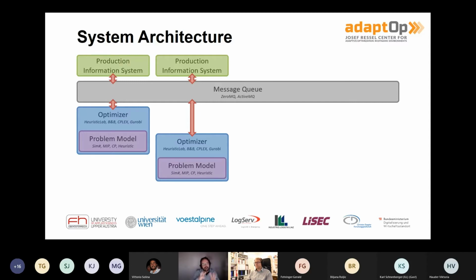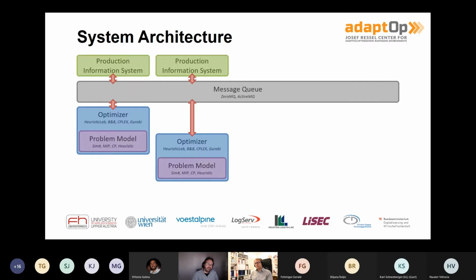And then you see that we have optimizers. It might be several optimizers. There's not a single optimizer, but different optimizers, because they, for example, can also explore different scenarios. So one optimizer computes a solution for a specific scenario, and another optimizer computes another scenario if some changes might occur in the future, for example. So we have different optimizers. We use our own optimization system HeuristicLab here. We also use branch and bound algorithms or commercial solvers such as CPLEX or Gurobi or whatever. And we use these optimizers to solve one specific problem model.